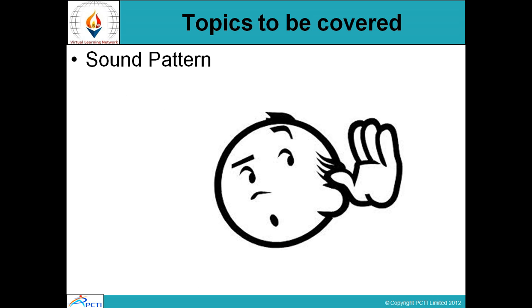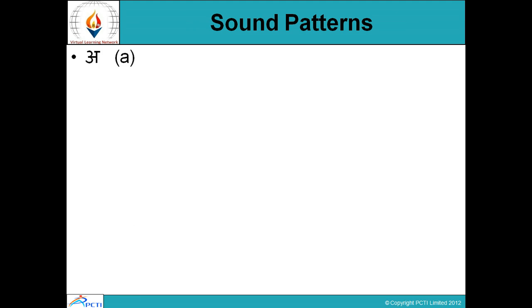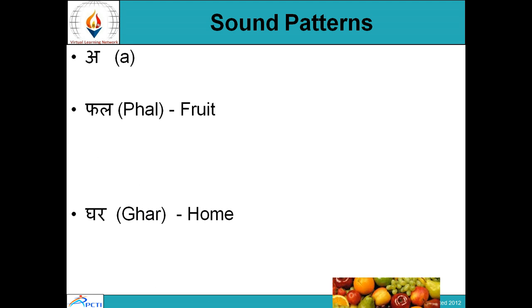Sound patterns. As we have already studied various letters in the Hindi alphabet, now we are going to learn about their patterns. As we have sound patterns in English, similarly we have sound patterns in Hindi. We will now learn the sound pattern from each alphabet. Different vowels, that is in Hindi we call swar. So we learn the different sound patterns with the swar and consonants, that is vyanjan. Let us start with vowels first, that is swar.